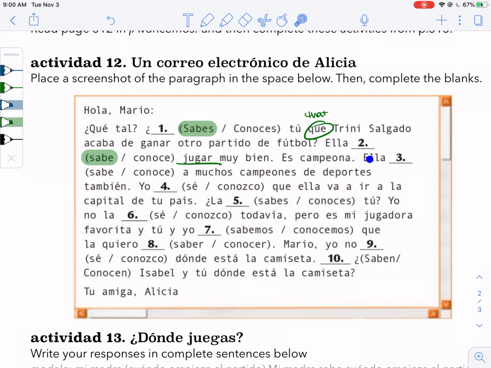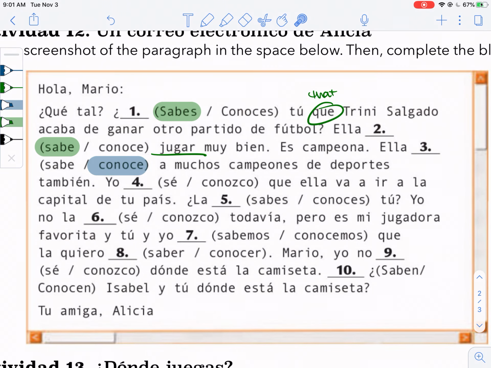Es campeona. Ella conoce a muchos campeones de deportes también. She knows many other sports champions as well. They're people, so you have conoce. Yo sé que ella va a ir a la capital de tu país. I know that, that means it's a fact. I know that she's going to go to your country's capital. ¿La conoces tú? Do you know her as a person?